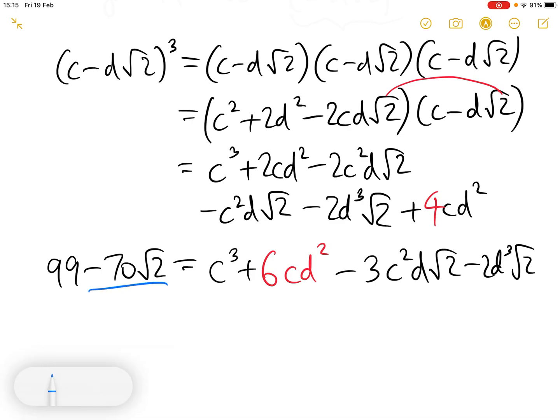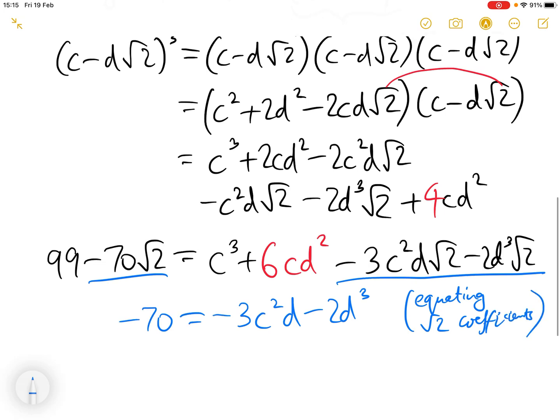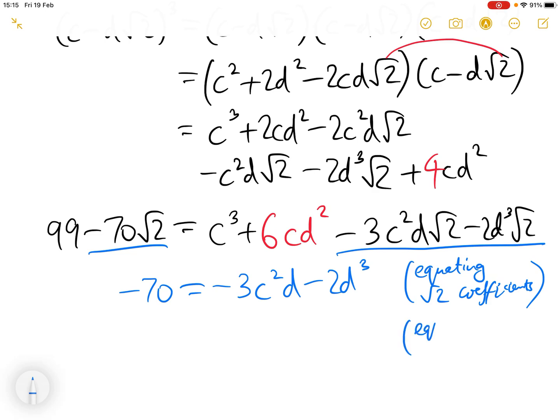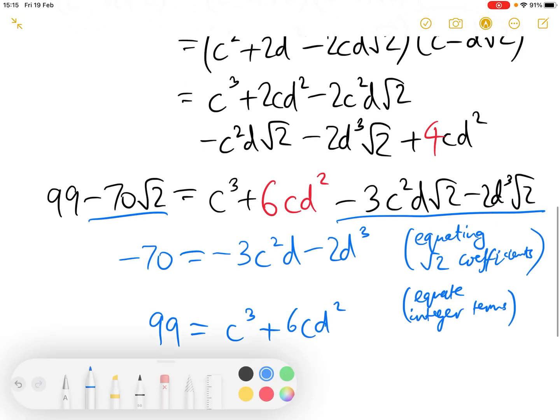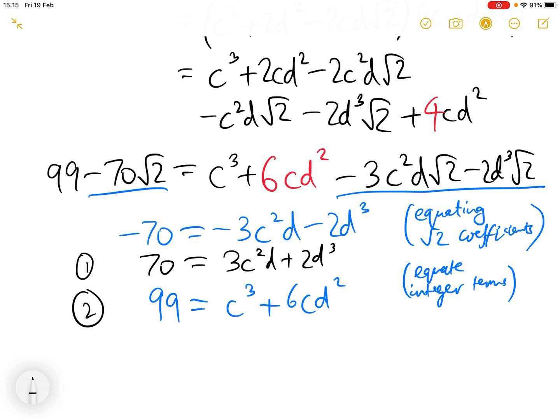So if we compare the terms that involve root 2, we need these terms underlined in blue to be the same. We need there to be the same number of root 2's on both sides. So we need minus 70 to be equal to minus 3c squared d minus 2d cubed. So here we're equating the coefficients of root 2. And then if we equate the terms that don't involve root 2, the integer terms, we get 99 is c cubed plus 6cd squared. So in this first equation, maybe if we just multiply everything by -1, just to make it slightly nicer, we've got this. So this is equation 1 and this is equation 2.